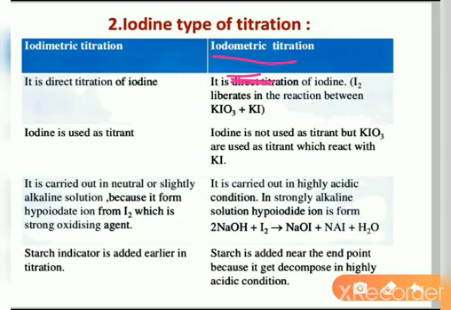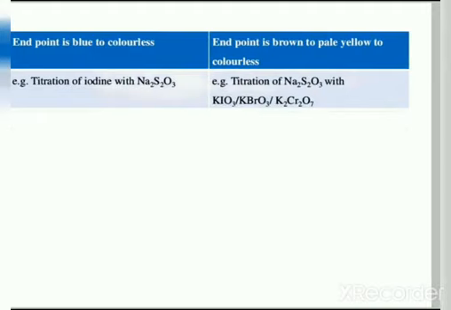Iodimetric titration is carried out in a neutral or slightly alkaline condition, but iodometric titration is carried out in highly acidic condition. In iodimetric titration, starch indicator is added early in the titration, but in iodometric titration, starch is added near the end point because it gets decomposed in highly acidic condition. In iodimetric titration, the endpoint is blue to colorless, and in iodometric titration the endpoint is brown to pale yellow to colorless. The examples we have also discussed earlier.